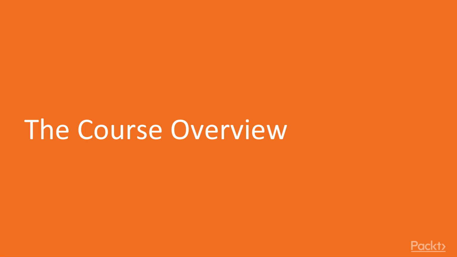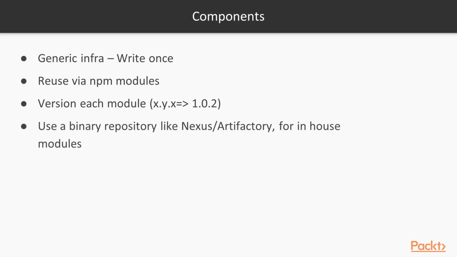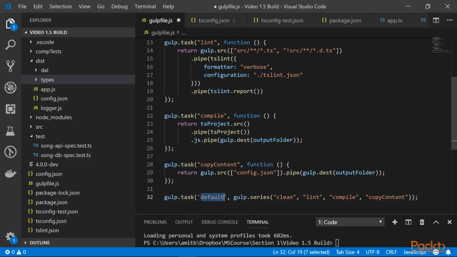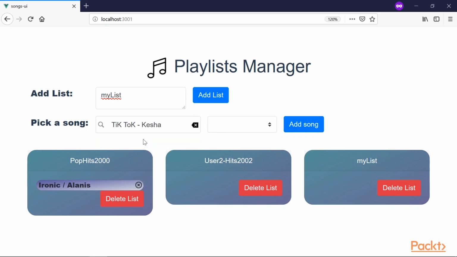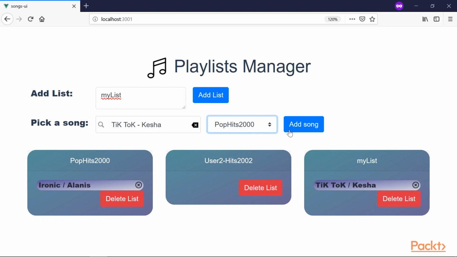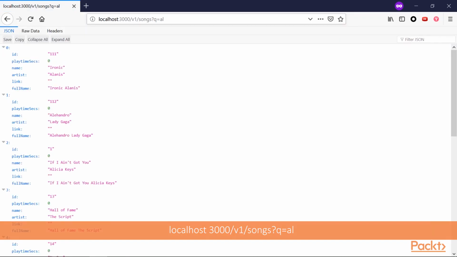Let's have a look at the course agenda. The course will be made up of 5 sections. The first section is about building a single service and all that surrounds it for building, testing, and deploying. The second section is about having multiple services with UI and API and facilitating their interactions. The third section is the theory and definition of microservice architecture.